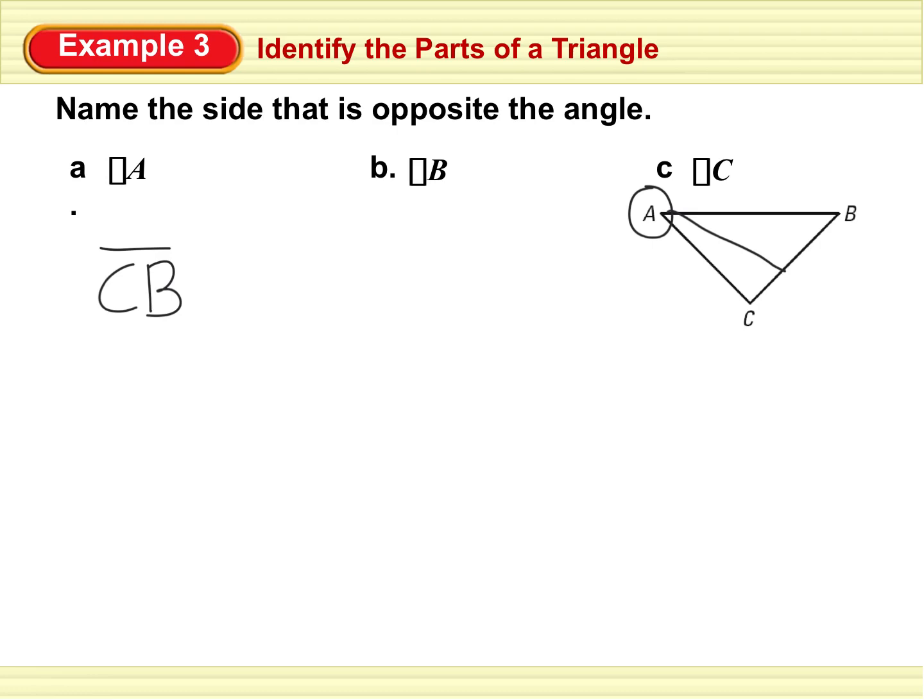What about B? I have angle B here, and I'm coming across. It is AC. What am I forgetting? The line across. What about C? AB going straight across. Okay. Any questions over classifying triangles by sides or angles? No? All right.